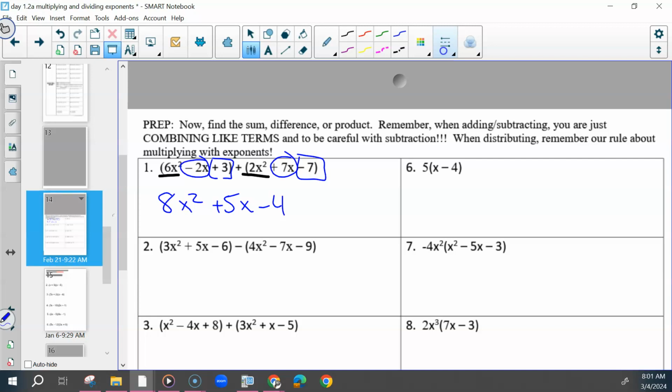Questions on how the adding works? So you're just combining like terms. You are not changing the exponents at all. They stay the same. We would not make this 4 and this 2. That's not what's happening here because we're not multiplying or dividing.